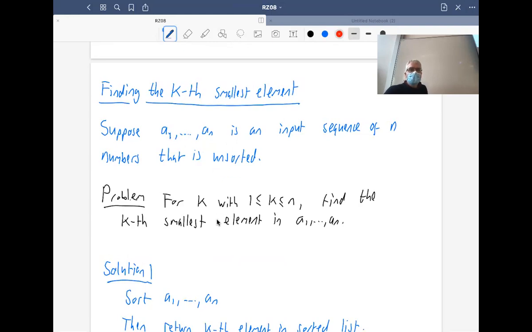And the problem is simply, given some appropriate k between 1 and n, find the kth smallest element in A1 through to An. So we're not thinking of these numbers as ordered. It's not a sorted list. We want to find the kth smallest element in this sequence.